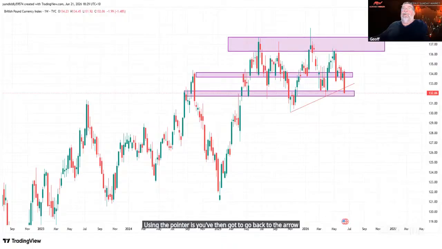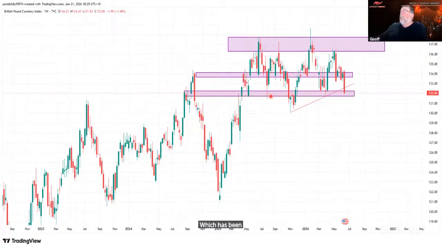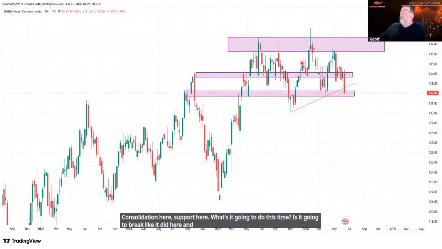This is the pound, not dissimilar to the euro, but a little bit different. I see the pound has broken, and we don't have this on the euro. The pound has broken this trend line and is very, very near to this support level, which has been resistance in the past, support here, consolidation here, support here. What's it going to do this time? Is it going to break like it did here and go down again? We've got a lower low, a lower high, a lower low. We're looking potentially for this break to go short. So I'm bearish this one as well.